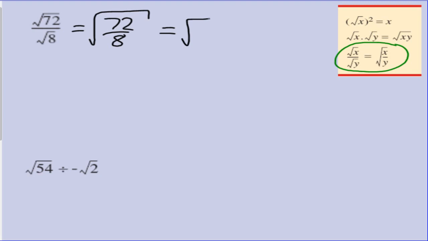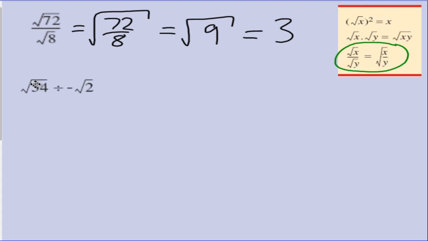So our square root sign remains there. 72 divided by 8 gives us 9. That is no longer a surd. We can simplify that to be just a 3. Okay, bringing on our next example. The square root of 54 divided by negative root 2.